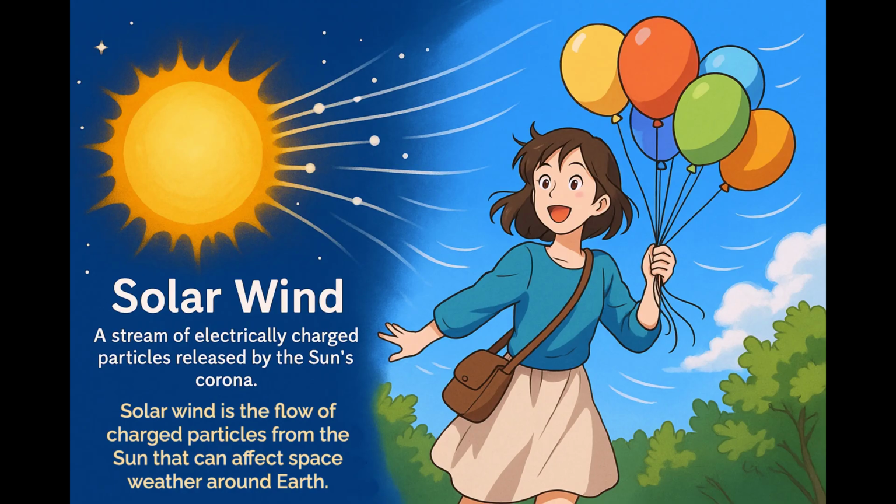Imagine you're trying to carry a large bunch of balloons on a windy day, and the wind keeps pulling them in every direction. This is similar to how the sun's corona releases a stream of electrically charged particles, known as solar wind, into space. Just as the wind tugs at your balloons, the solar wind consists of particles that are pushed away from the sun's surface into space, carrying energy and momentum, much like the wind carries your balloons.